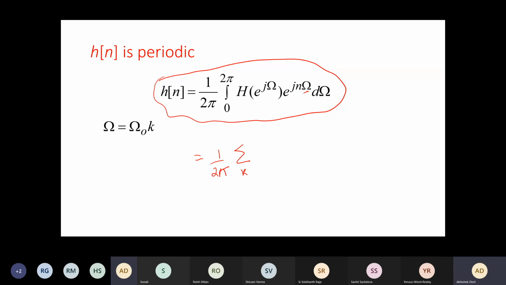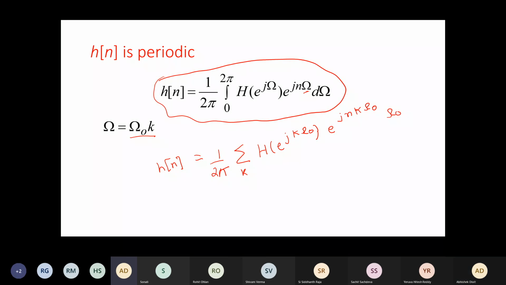And let me sum this over k, right? And instead of H(e^j omega), we should have H(e^j k omega naught). Only discrete frequencies are involved. Instead of omega, I should have k omega naught. Okay. And instead of d omega, what should I have? Omega naught, because the difference between any two frequencies would be omega naught. Okay. So I will have this expression for h[n], if h[n] is periodic. Okay.